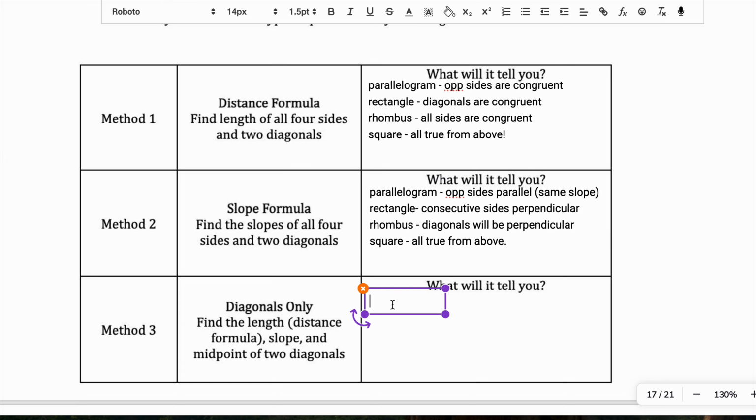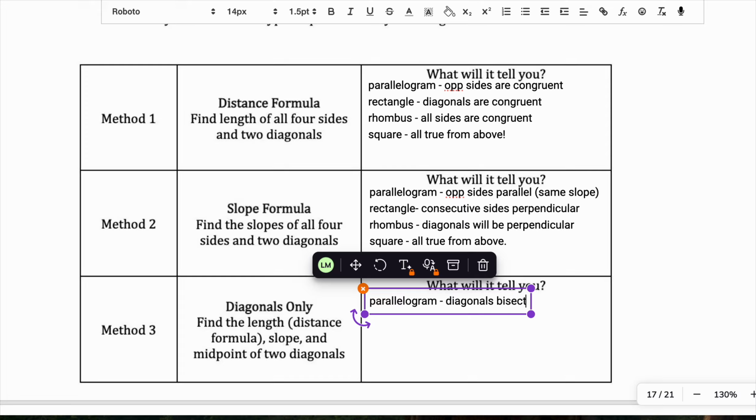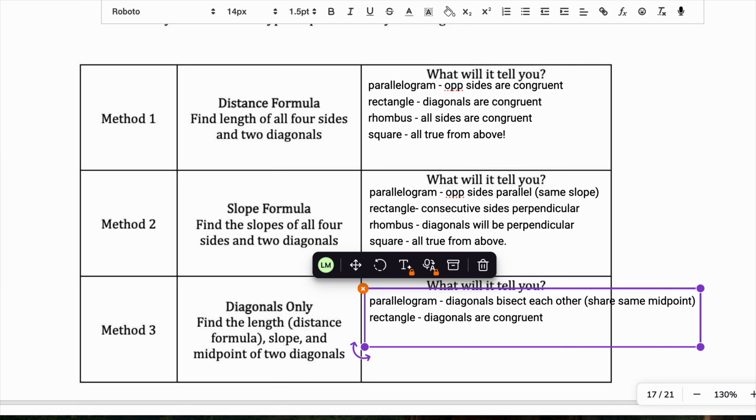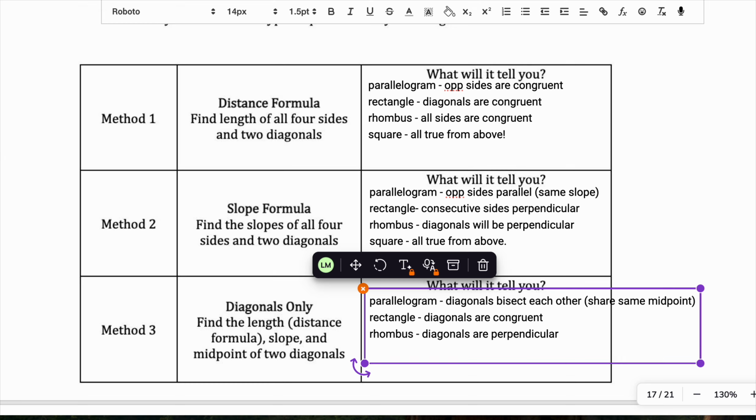The third method we'll talk about is looking at your diagonals only. So with a parallelogram, your diagonals bisect each other. And one way we see that is they share the same midpoint. If it's a rectangle, your diagonals are congruent, and we're going to use the distance formula to solve that. If it's a rhombus, your diagonals are perpendicular, and if it's a square, of course, all true from above.